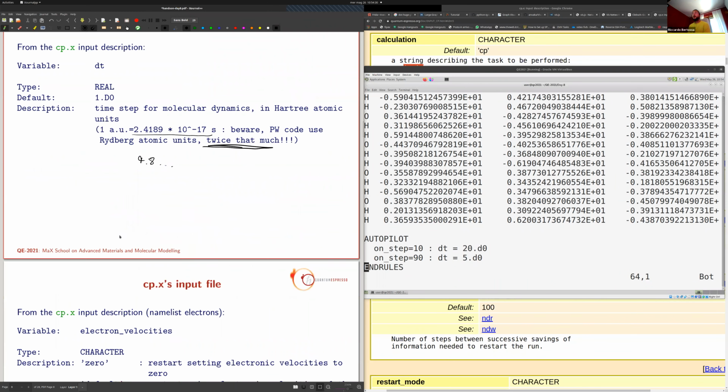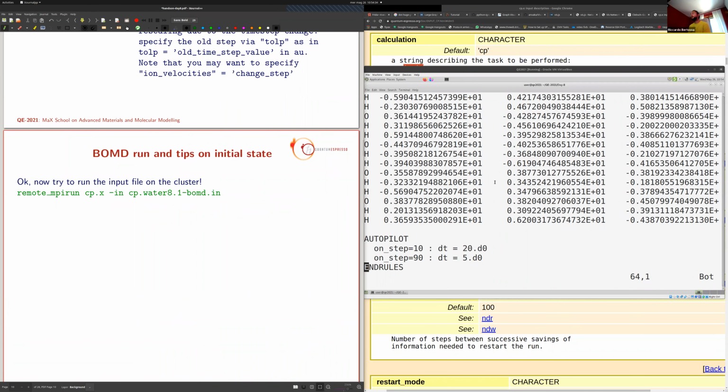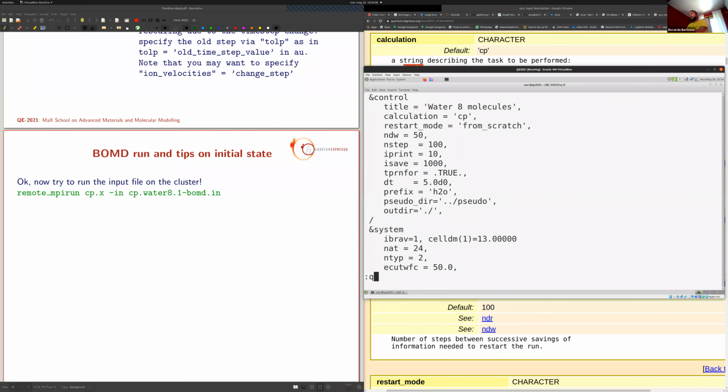Okay, I think I said everything. We can try to run this. To run this is very simple. Here we have the input file.